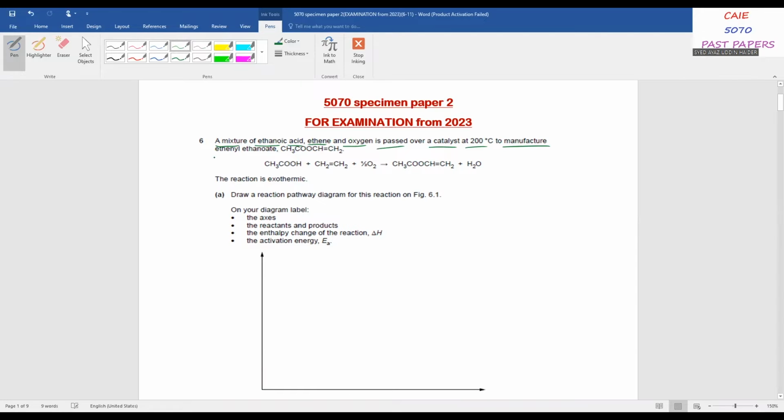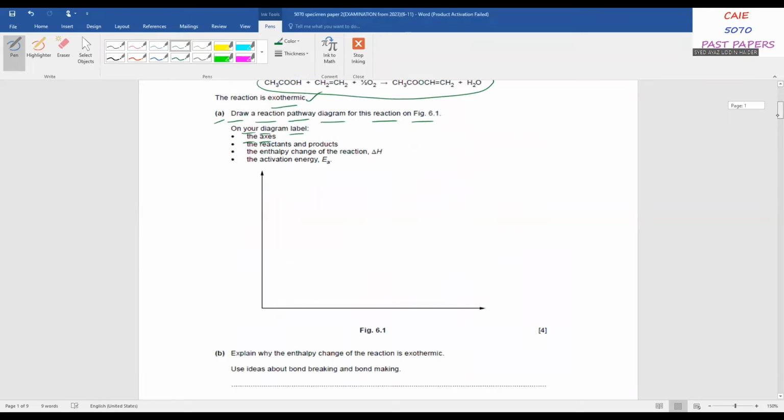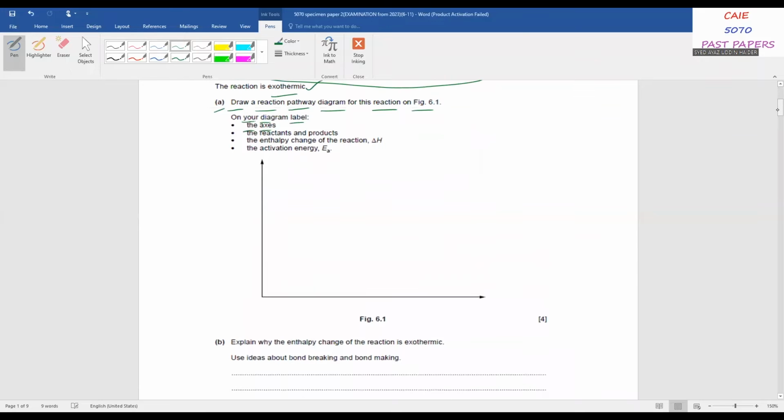to manufacture ethenyl ethanoate. This is ethenyl ethanoate, CH3COOCH=CH2. And this is the reaction. The reaction is exothermic. Part A. Draw a reaction pathway diagram for this reaction on figure 6.1. This is figure 6.1. On your diagram, label the axes, meaning that you have to label both the x and y axis, the reactants and the products, the enthalpy change of the reaction, delta H, and the activation energy, EA.